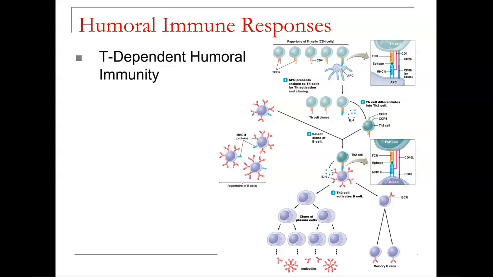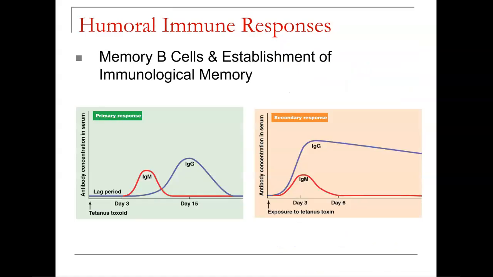And there are 4 interactions between antigen-presenting cells and the helper T cells that help to mediate these cytokines. The first is antigen presentation for the TH activation and cloning. Second, you have differentiation of that helper T cell into the TH2 cells. Third, you have clonal selection.